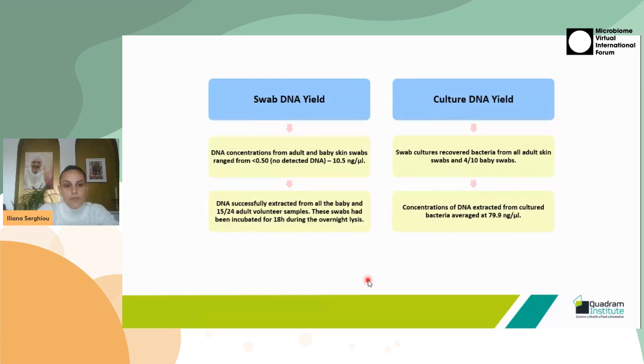In terms of the swab DNA yield, DNA concentrations from the adults and babies ranged from less than 0.5 to 10.5 nanograms per microliter. The DNA was successfully extracted from all the baby samples, but only 15 out of 24 adult volunteer samples had DNA extracted. Just to note, these swabs had all been incubated for 18 hours during the overnight lysis. In terms of the cultures' DNA yield, the swab cultures recovered bacteria from all the adult skin swabs and 4 out of 10 baby swabs, and concentrations from these averaged at 79 nanograms per microliter.